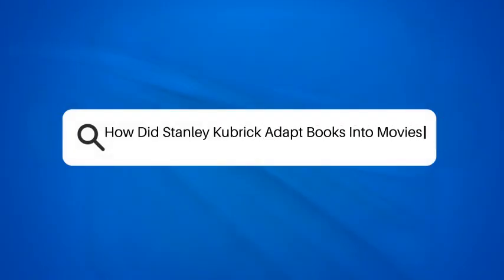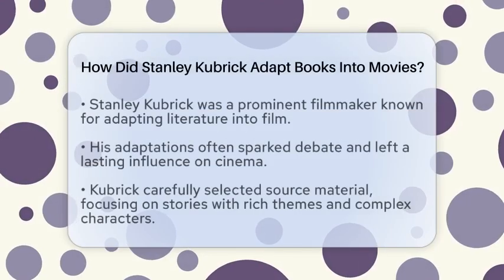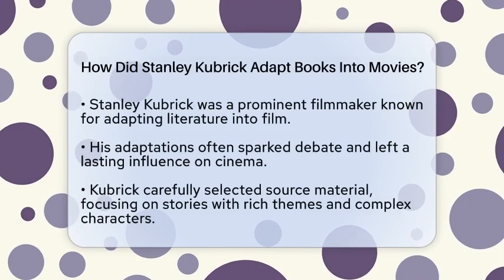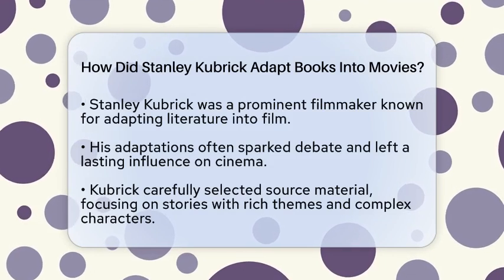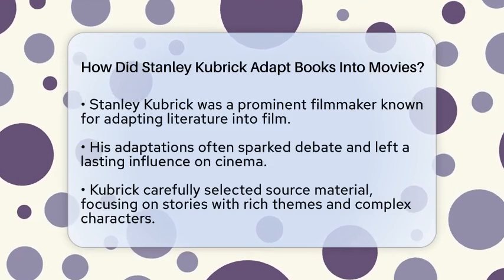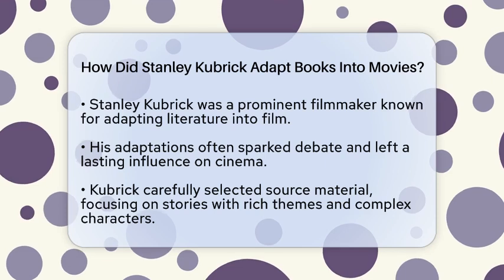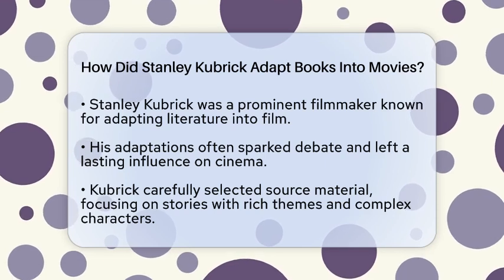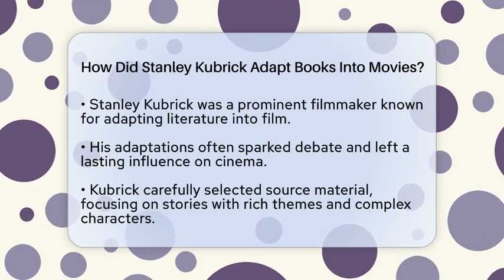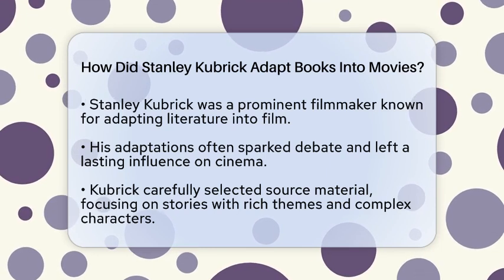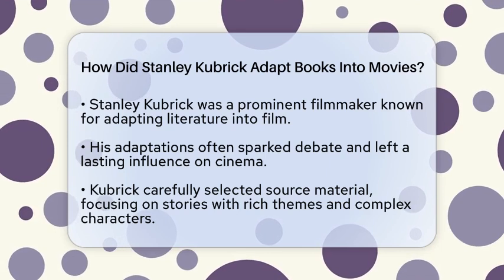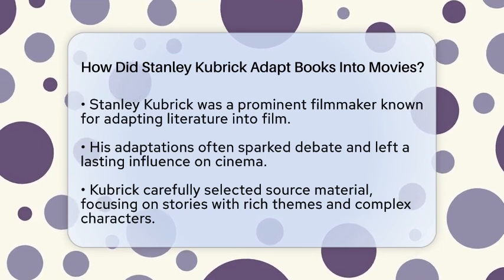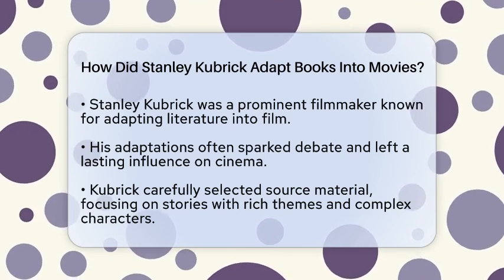How did Stanley Kubrick adapt books into movies? Imagine a world where the pages of a book transform into vivid images on the screen, capturing the essence of storytelling in a completely new way. Stanley Kubrick, one of the most influential filmmakers of the 20th century, was a master at this transformation. His approach to adapting literature into film was unique and often controversial, leaving a lasting impact on the cinematic landscape.